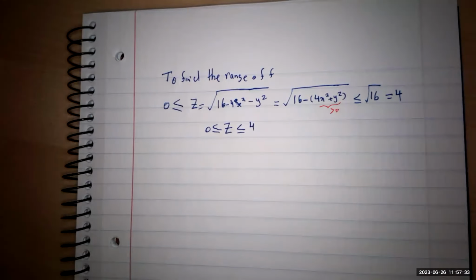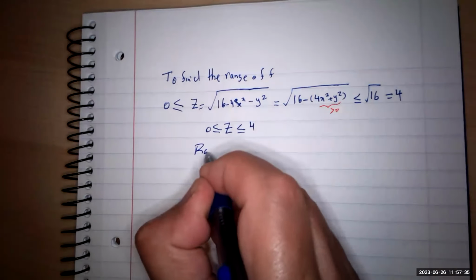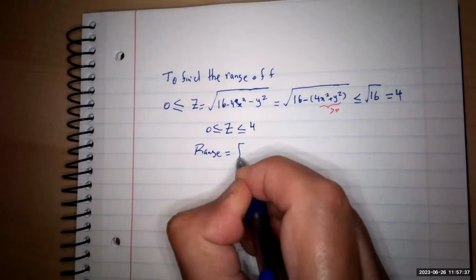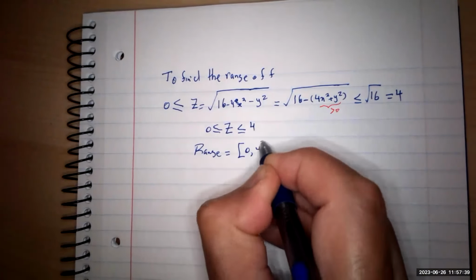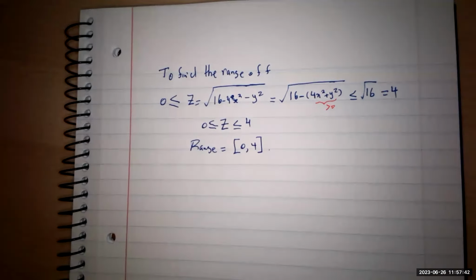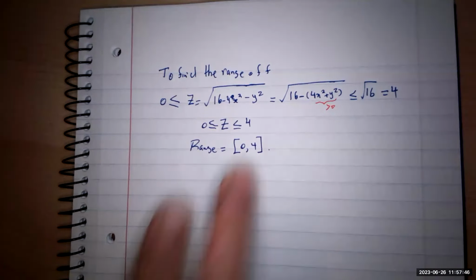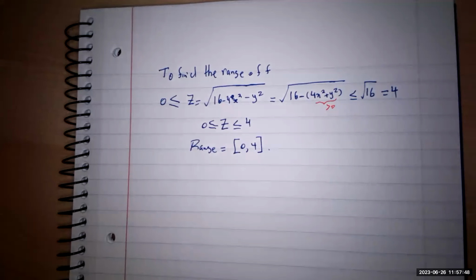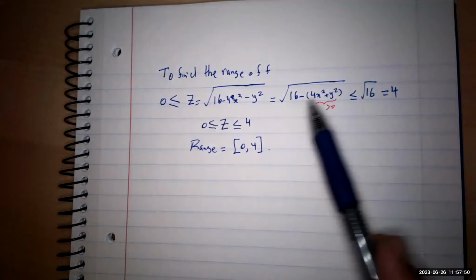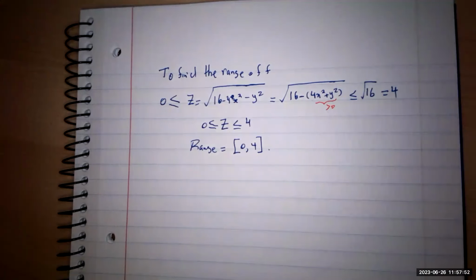So what's going to be the range of the function? The range of your function is going to be the closed interval 0 to 4. This is the range. Of course, it's not easy to find most of the time, but they give you something symmetric here that you take out and then you get the inequality right away.